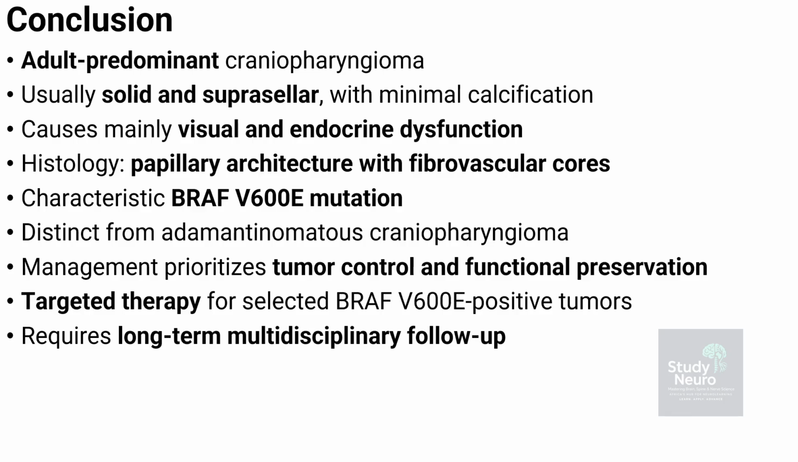Histologically, it shows papillary structures with fibrovascular cores and squamous epithelium. Its defining feature is the BRAF V600E mutation, which activates the mitogen-activated protein kinase pathway and distinguishes it from adamantinomatous craniopharyngioma. Management aims to control the tumor while preserving neurological, visual, endocrine, and hypothalamic function. For selected BRAF V600E positive tumors, targeted BRAF and MEK therapy is an important option. Long-term, multidisciplinary follow-up remains essential.